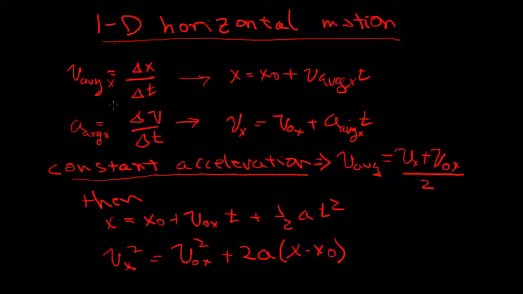Then we took these three equations, the average velocity, the acceleration equation, and the other average velocity equation, and we recombined them and got these equations. x equals x naught plus v naught x times t plus 1/2 a t squared, and vx squared is equal to v naught x squared plus 2a times (x minus x naught). Both of these equations assume a constant acceleration because they're assuming that the average velocity is equal to the initial plus the final divided by 2, and that is only true for constant acceleration.